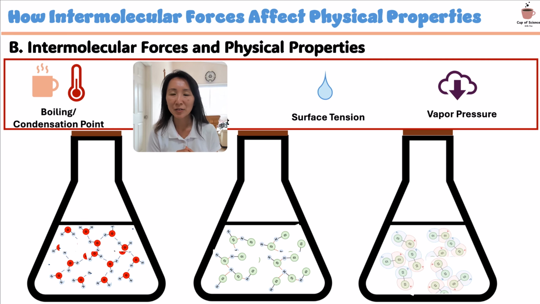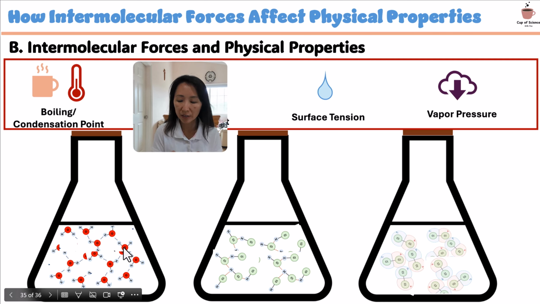I'd like to discuss what a vapor pressure is. Here, there are three different flasks, and all of these three flasks are corked on top. Now, these flasks have three different liquids here: water, HCl, and Cl2.